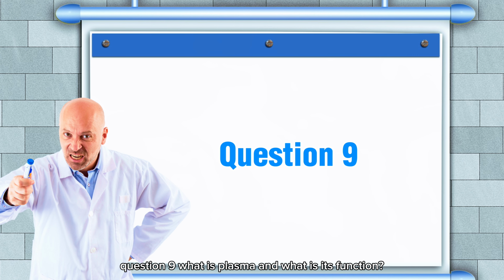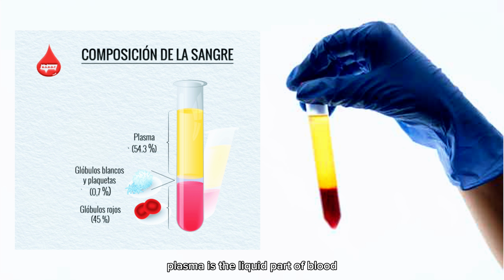Question 9. What is plasma and what is its function? Plasma is the liquid part of blood that carries nutrients, blood cells, proteins, and waste products. It represents approximately 55% of the total volume of blood.